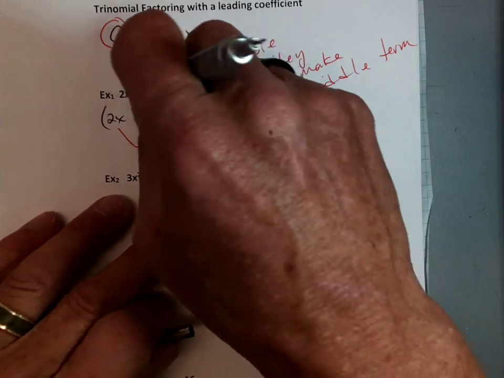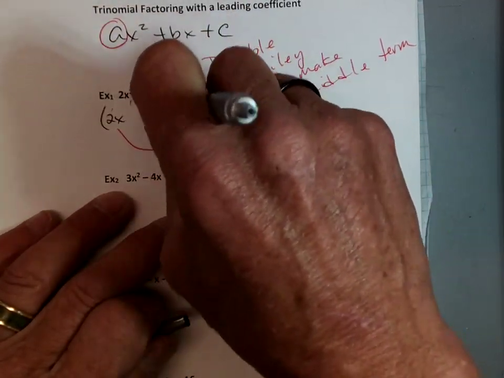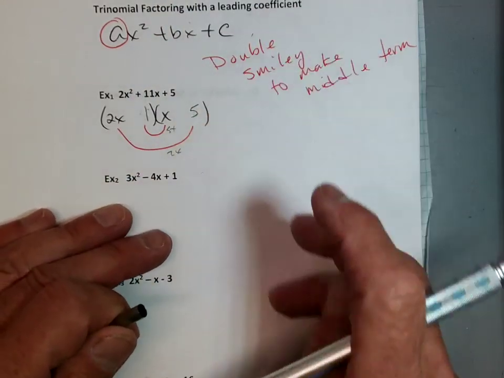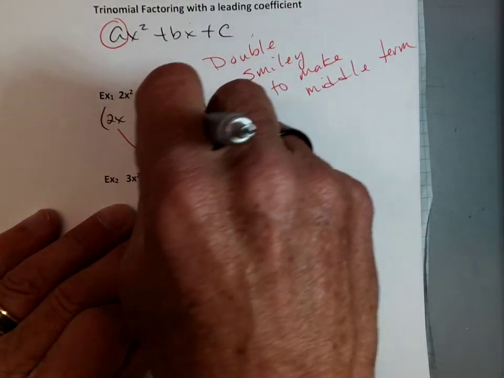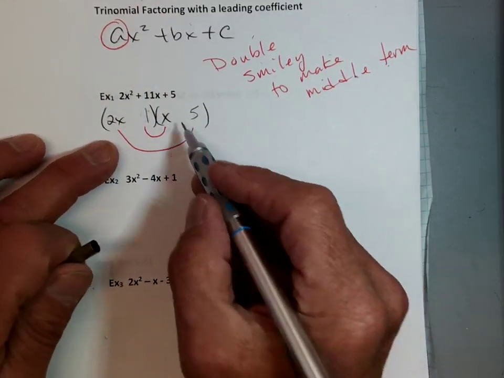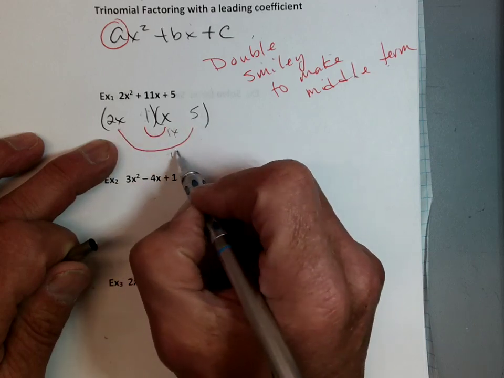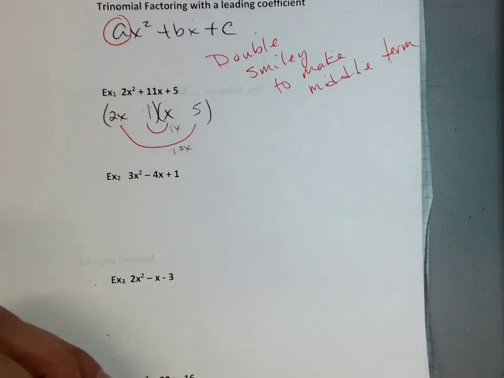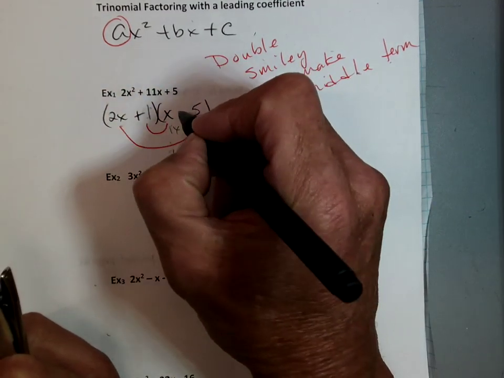So instead of 5 and 1, let's do a 1 and a 5. How's that going to change it? You would think it would be the same, wouldn't you? But it turns out with the double smiley, I get a 1x and a 10x, which will make an 11. So I've got the combination correct. I know I need a positive 1 and a positive 5.